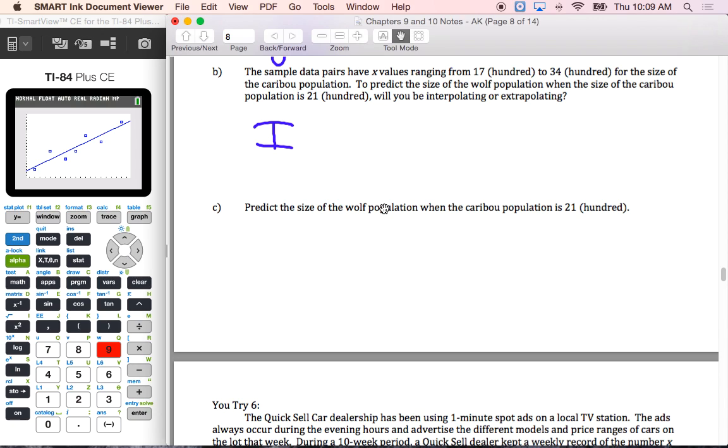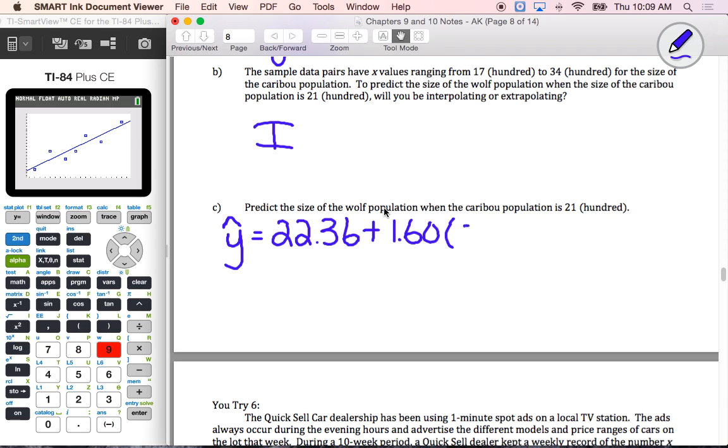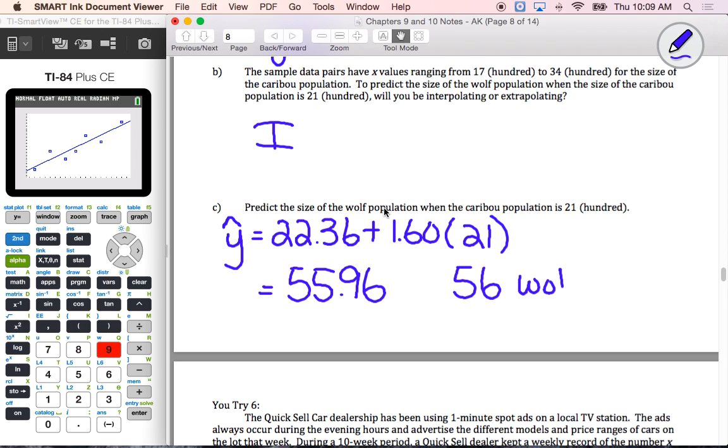So if we want to predict the size then, we're using the equation from the first page. And instead of x, we're going to put 21 in. You're not putting 2100, you're putting 21 because x was in hundreds. Now we're talking about the size of the wolf population, so we're going to round that to 56.